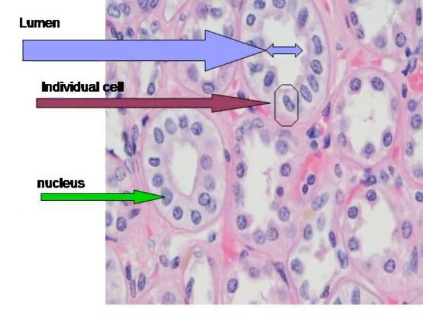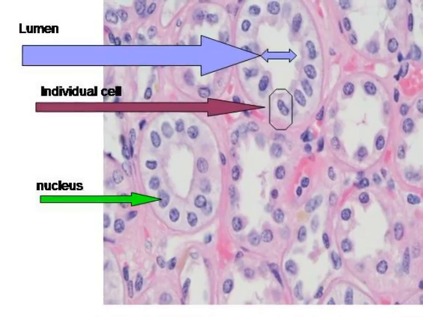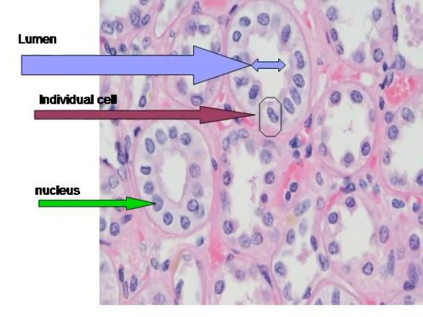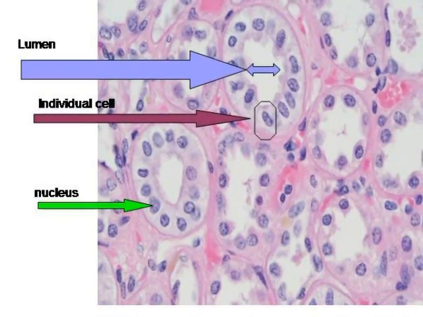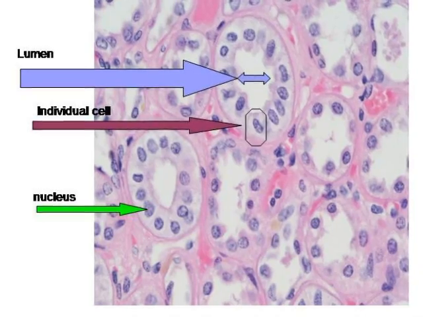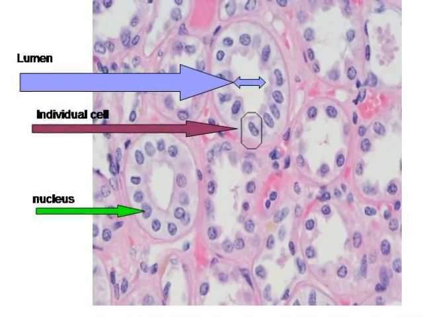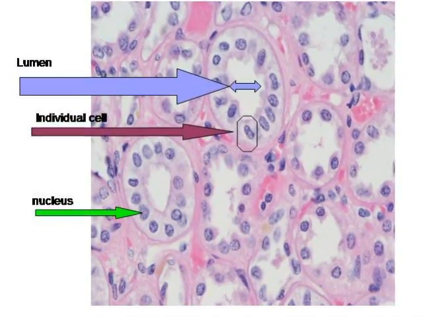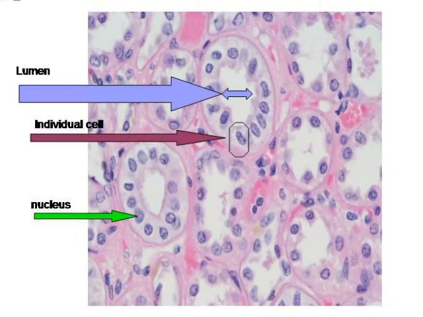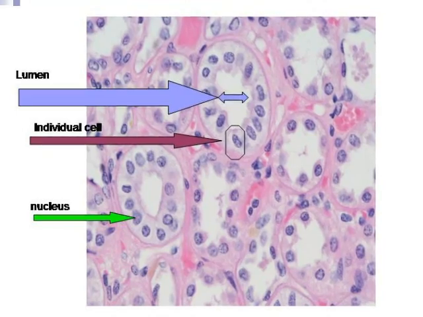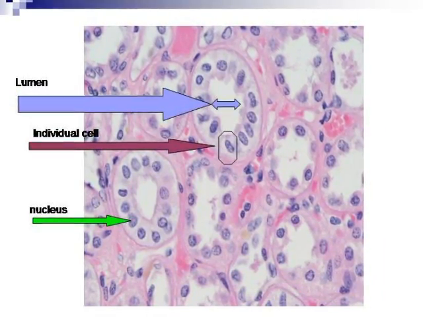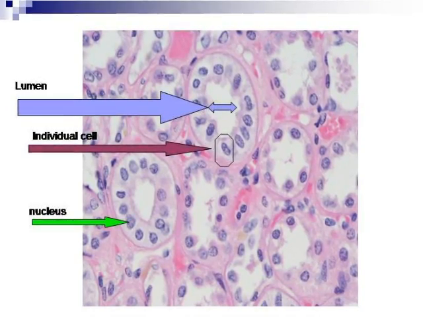In this slide, we see many different simple cuboidal cells. The simple cuboidal cells are forming tubes, and they are secreting a chemical into these tubes. I have circled an individual simple cuboidal cell. There's a pink arrow pointing to one individual cell. The blue arrow is pointing to the tube, which is called a lumen, that is formed by the simple cuboidal cells. A green arrow is pointing to the nucleus of a simple cuboidal cell.